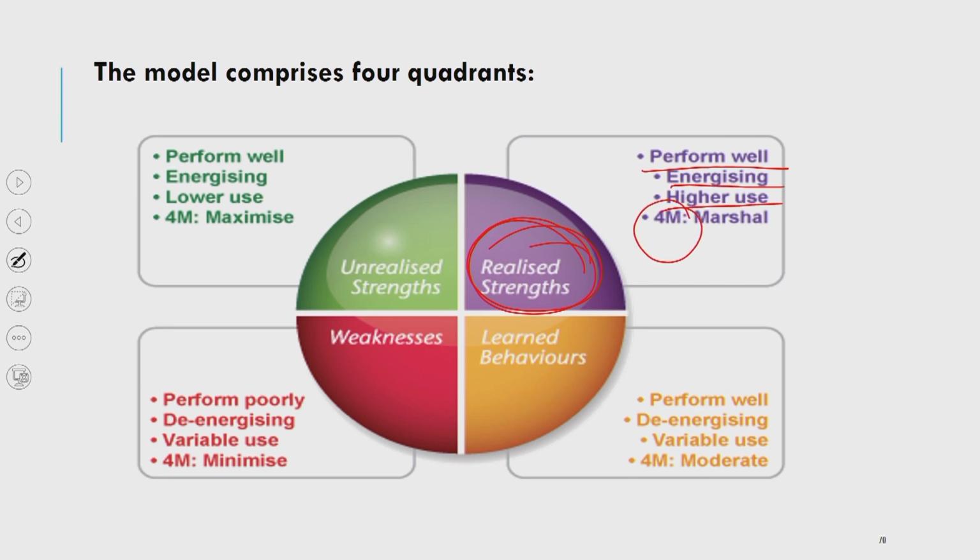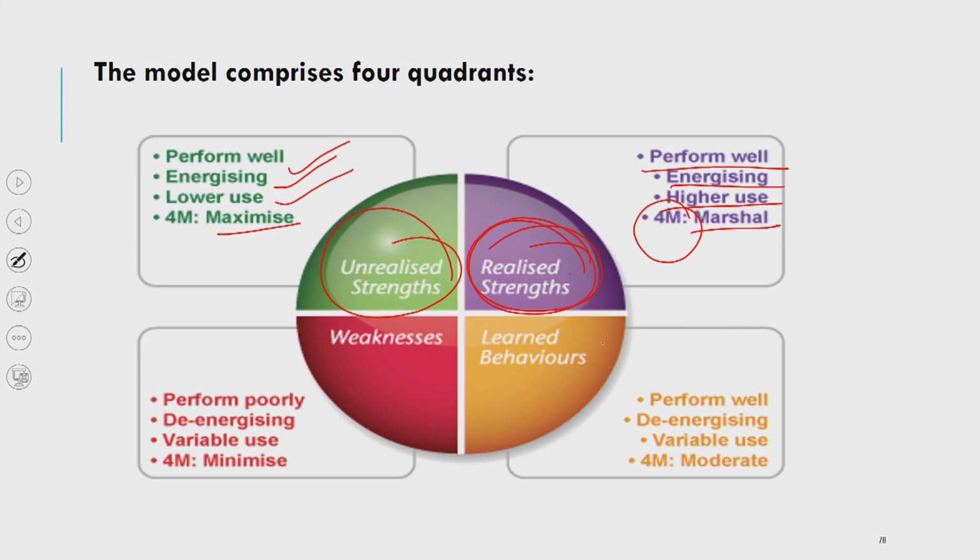The 4Ms are basically some advice on what we should do with those realized strengths. They are saying marshal them, which means collect them, organize them and so on. We'll talk about each of them. So here we'll mostly focus on the different categories. The first one is realized strengths. The second is unrealized strengths. They are connected with certain characteristics like perform well, energizing. They are lower in use, and in terms of advice, maximize their use.